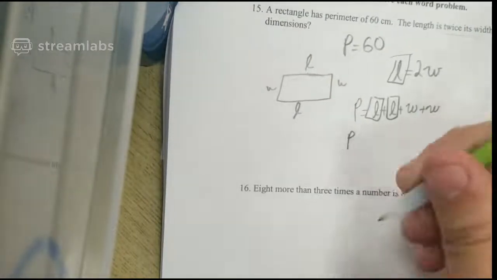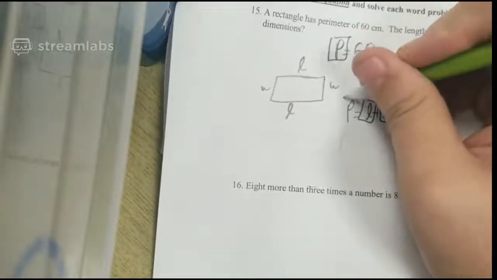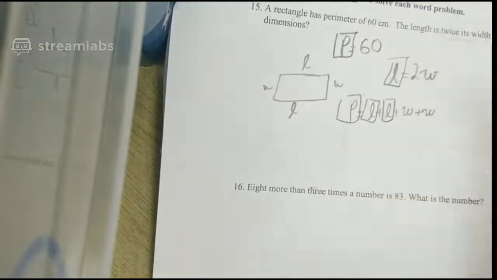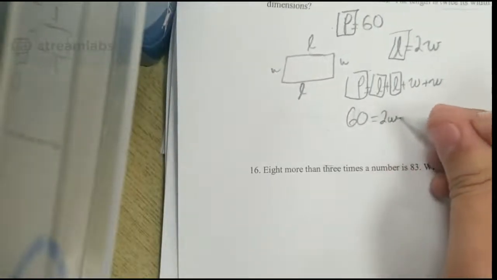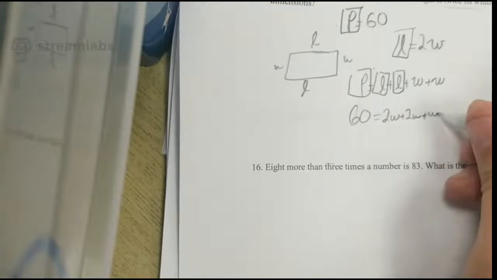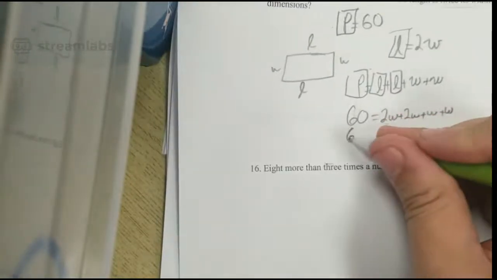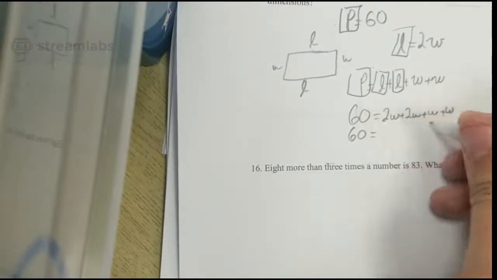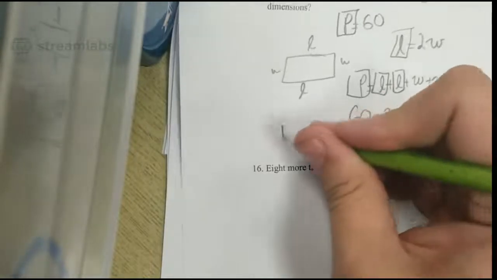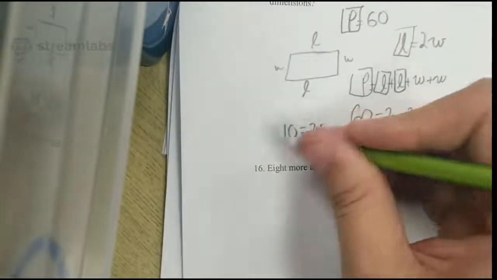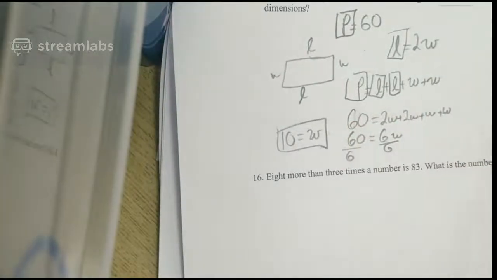So the perimeter, and actually I could do this at the same time, this P up here, we could substitute with an actual number we know, which is 60. So 60 equals 2W plus 2W plus W plus W. All those W's could be combined into one like term. So that's 6W, divided by 6, divided by 6. 10 equals W.